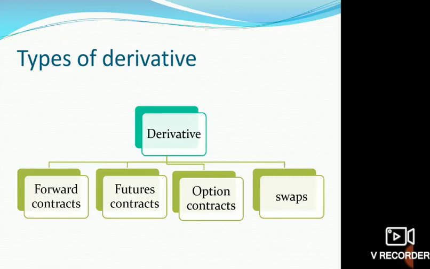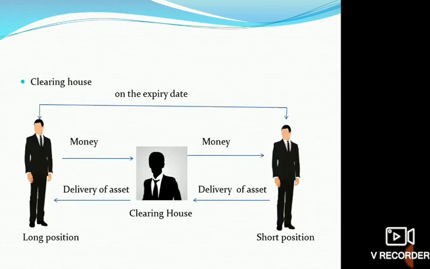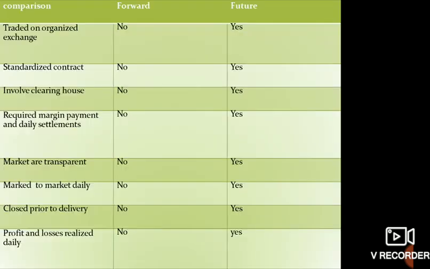In the previous classes we are done with the types of the derivative contracts. Under the types we have completed forward contracts and the future contracts. In today's class we are going to speak about the option contracts. Before going for these, we'll understand the difference between forward contracts and future contracts.